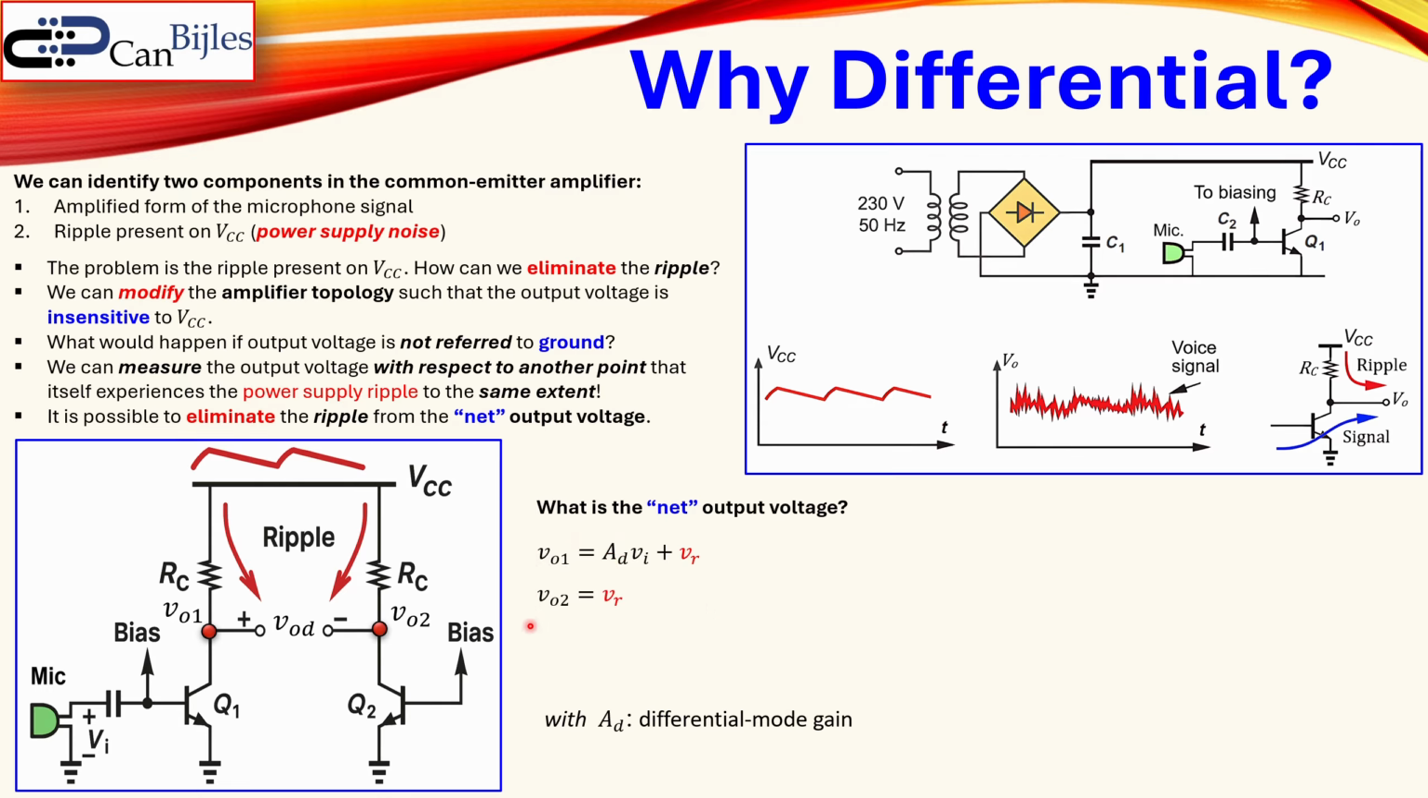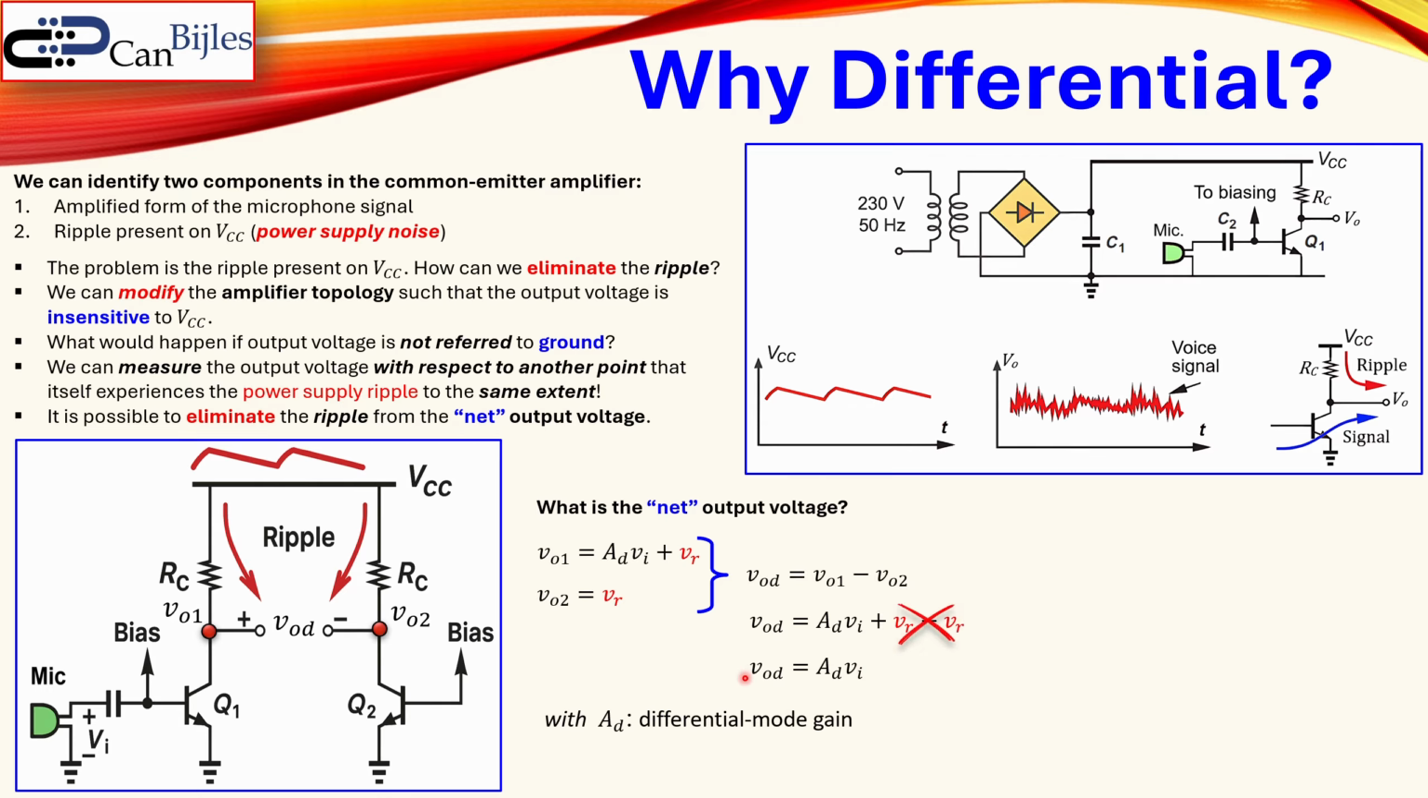Now, if we take this together and use the fact that the VOD is VO1 minus VO2, that's what you see here, that will then give us this expression. Now you'll see here, indeed, this is not with respect to ground. In this case, this is with respect to ground, but this one is now actually a floating value, which is between these two points. And now you see here the VR minus VR. So you get actually our ripple and minus ripple, and that will then be eliminated.